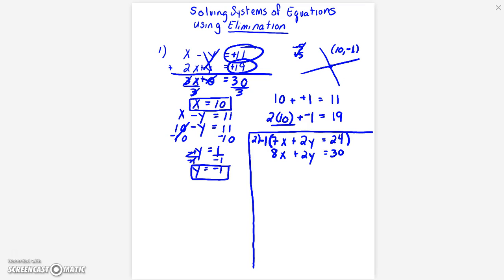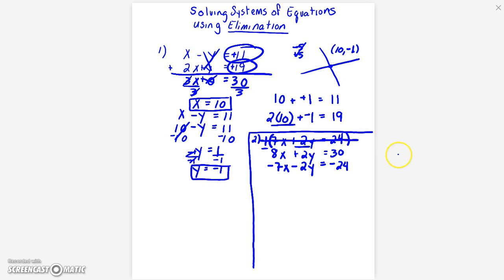So -1 times 7, I'm just going to distribute that through, is -7x. -1 times +2y is -2y. Don't forget your equal sign. And -1 times 24 is -24. Don't forget to distribute throughout to the other side of the equal sign, okay?